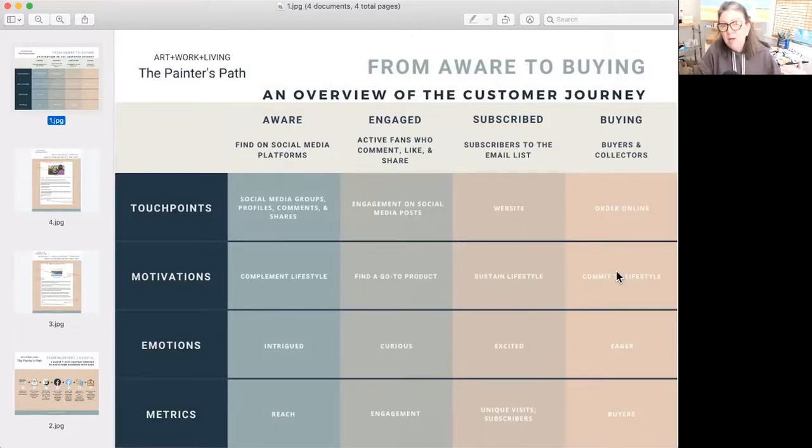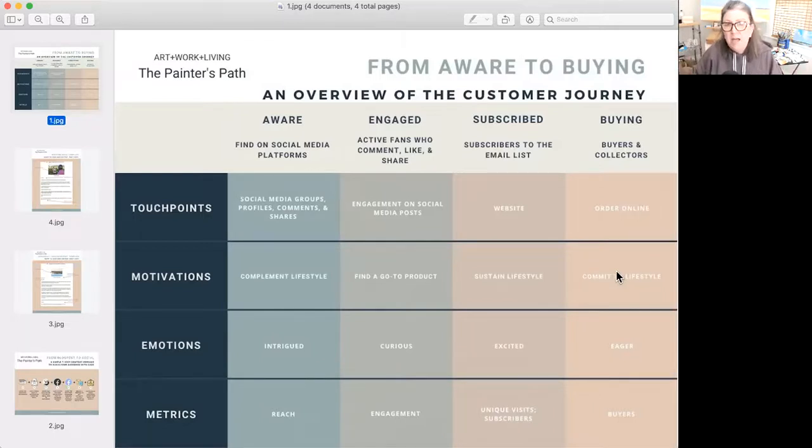So that is a quick overview of just those terms that we use in understanding what the customer journey is. Going from completely unaware of who you are and what you do to becoming aware and eventually becoming a raving fan and a buyer.